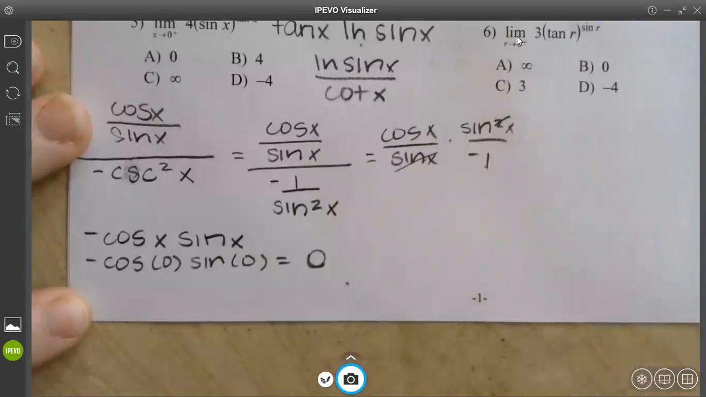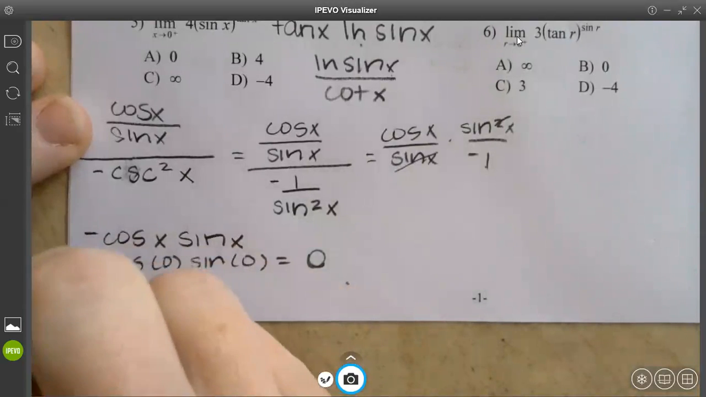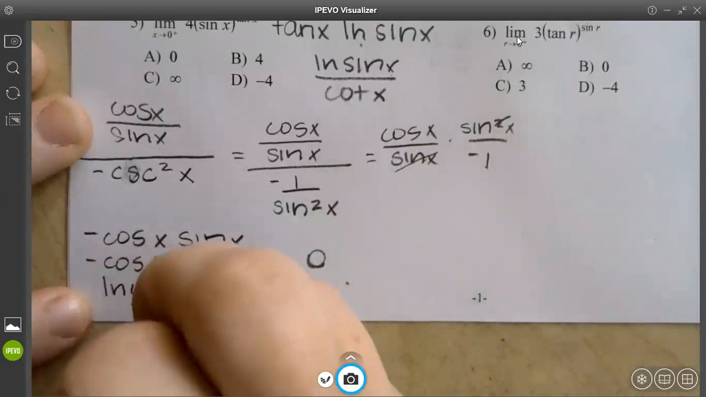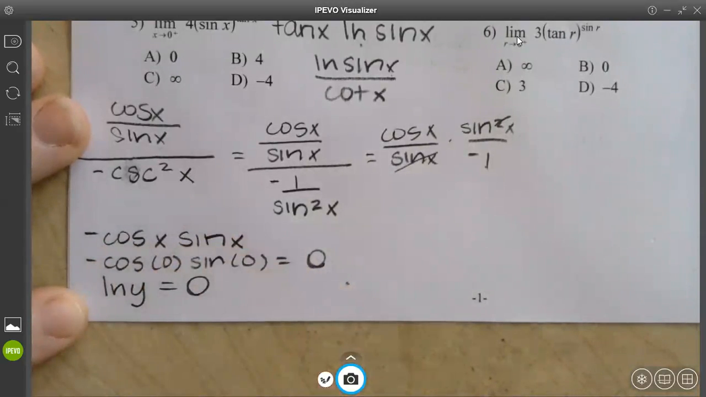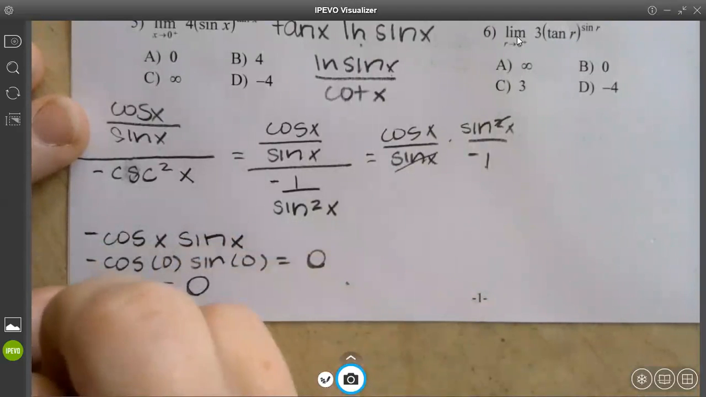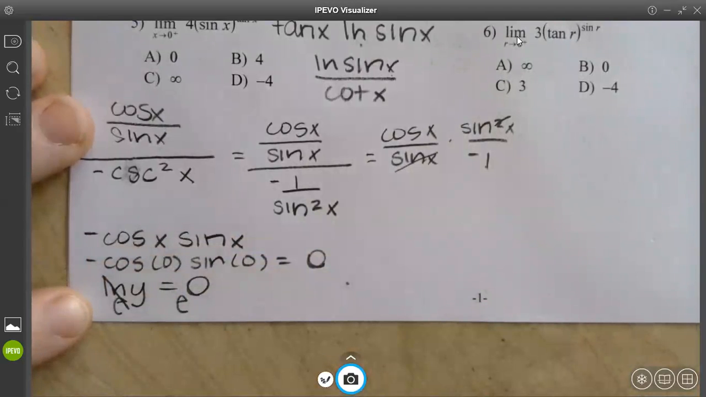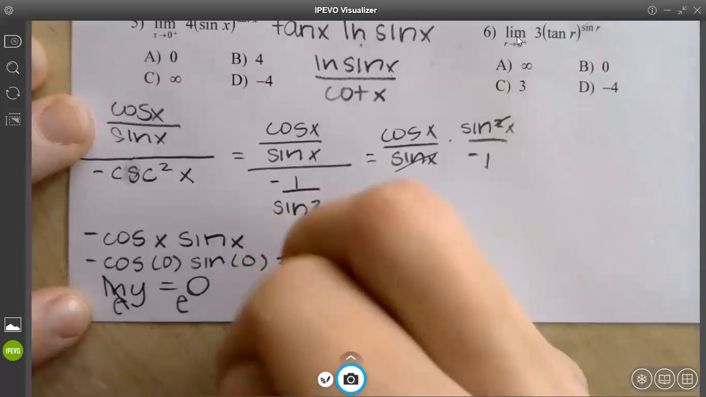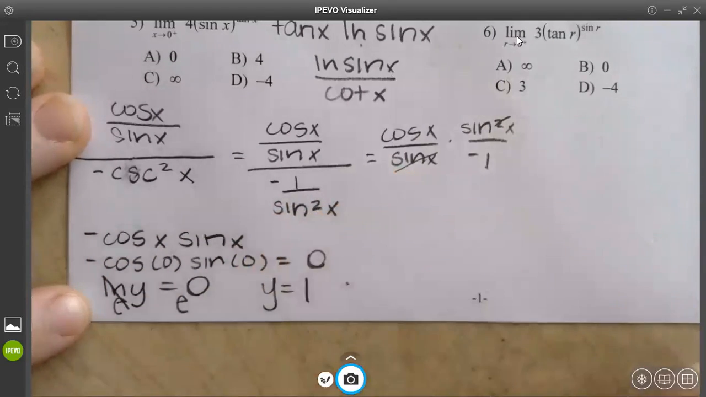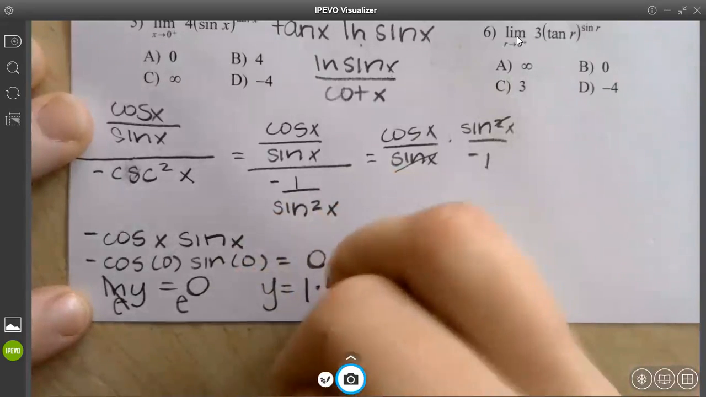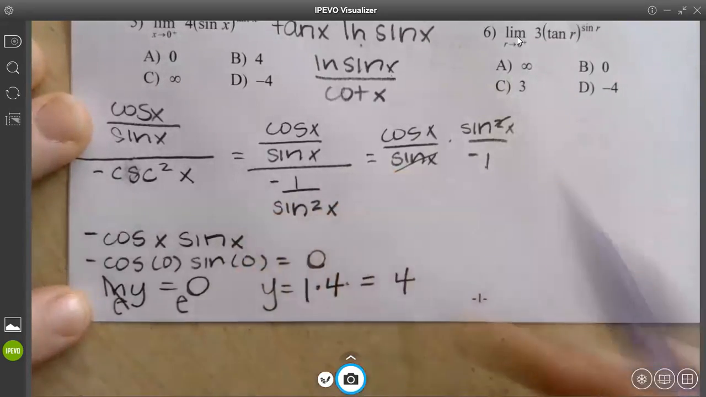This is the part, like, I see that answer is on there, but that is not the answer. Does everybody understand that? Don't forget that we ln'd it in the beginning. So we have to write ln y equals 0. We're going to e both sides. What is e to the 0? 1. What did we do in the very beginning? Took out a 4. So 1 times 4 is 4.